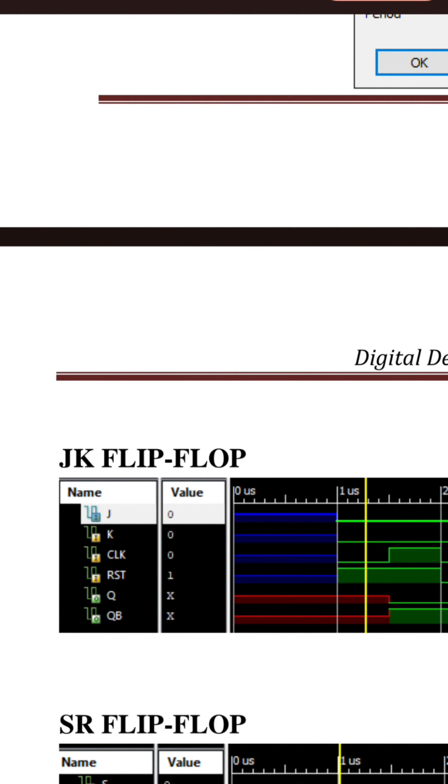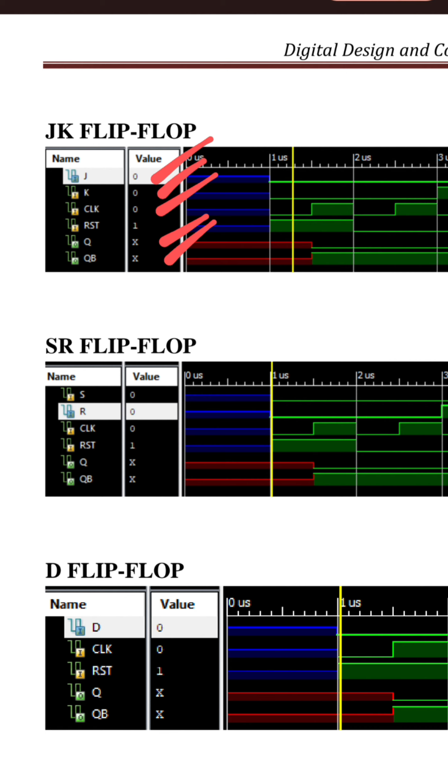Okay, that's it. For JK flip-flop, they are given that the inputs J and K values are 0 and 0, and the clock value is 0. Then the output we had seen that Q value will be X and Q bar value will be X, that is don't care. Okay. In the SR flip-flop also, if clock value is 0, then Q and Q bar value will be X, that is don't care. Here D flip-flop also same. If the clock value is 0, then the Q and Q bar value will be XX, that is don't care.